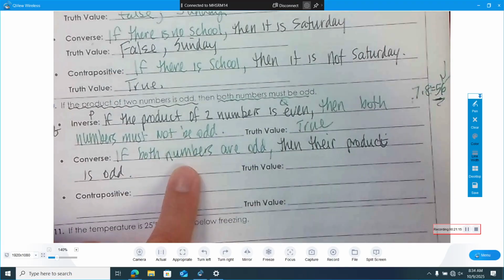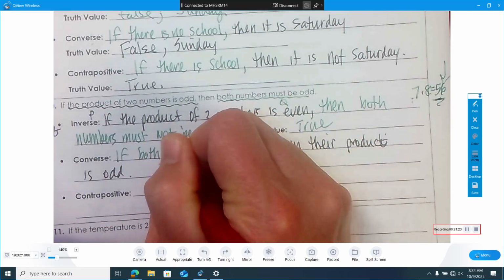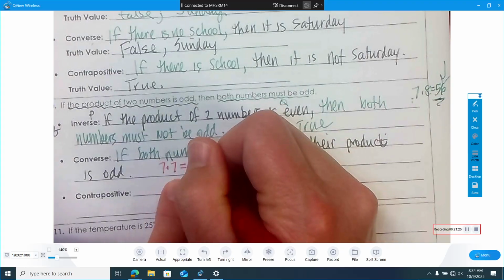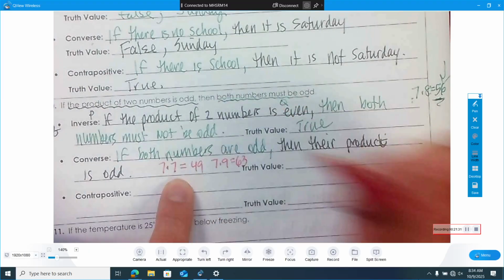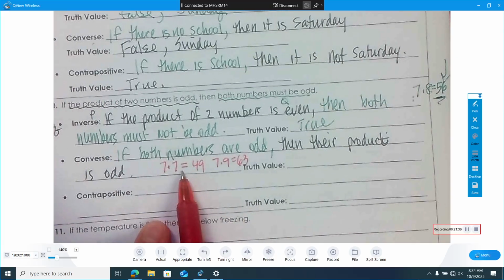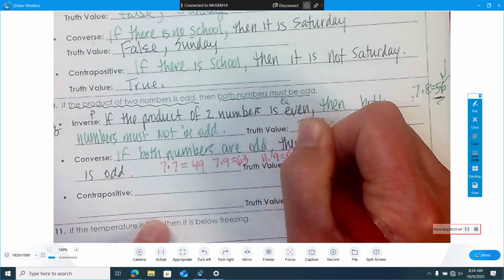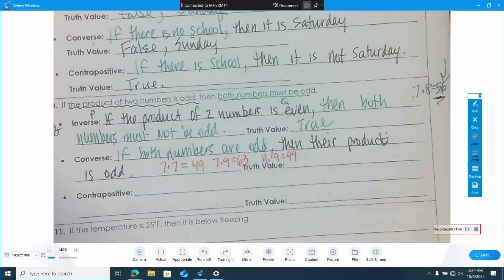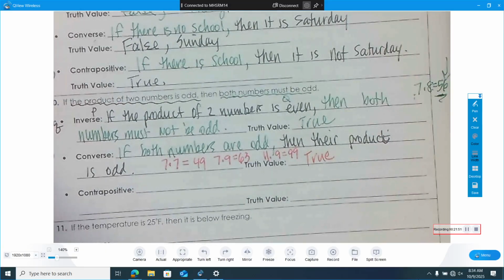Okay, so let me see here. So if both numbers are odd, give me two numbers that are odd. 7 and 7. Okay. 7 times 7 is 49. Let me do two different numbers. So 7 times 9 is 63. Yeah. All right. So 7 times 7 is 49. That's odd. 7 times 9 is 63. That's odd. 11 times 9 is 99. That's also odd. Does this seem true or false? Seems true. All right.